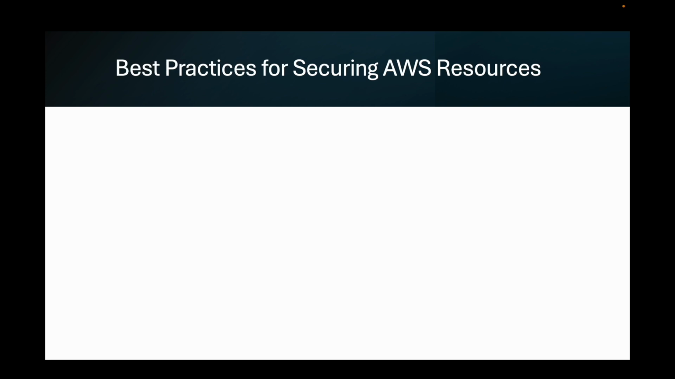Best practices for securing AWS resources. Now, securing your AWS environment with IAM is crucial for minimizing the risk of unauthorized access. Here are some of the best practices. First, enable MFA for privileged users. Multi-factor authentication, MFA, provides an extra layer of security. Enable MFA on the root account and for users with high-level permissions, for example admin roles.